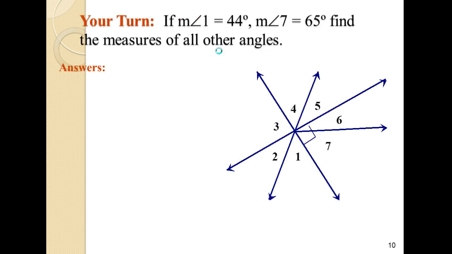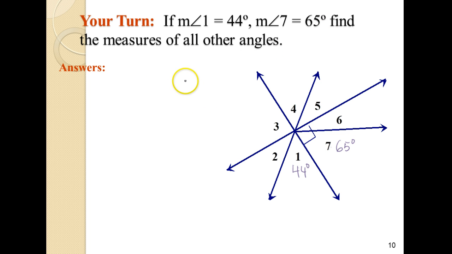Alright, now it's your turn. I want you to pause. Okay, welcome back. So let's go ahead and check out the answers. Now let's write down the given information. We have angle 1 is 44 degrees, and the measure of angle 7 is 65 degrees. And they want us to find the rest of the angles.